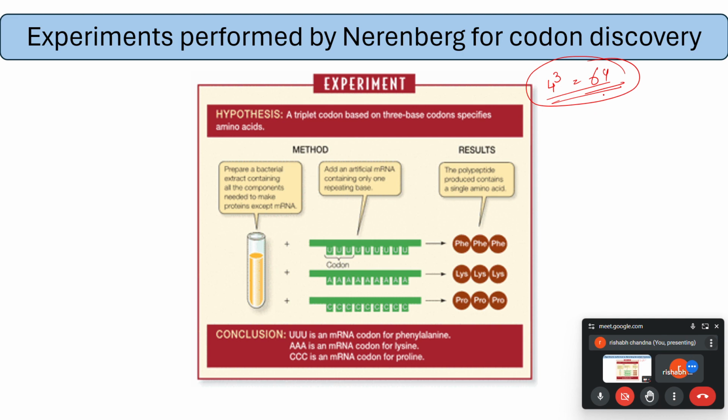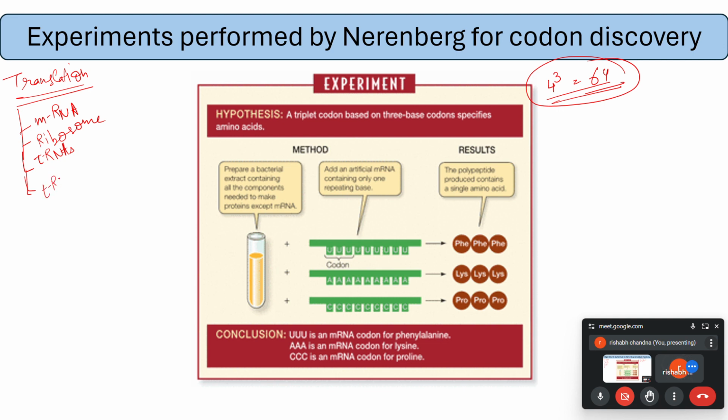Scientists like Nirenberg and Har Gobind Khorana performed various in vitro translation assays. So what is in vitro translation? Now, as you know, for translation, what do we require as a raw material? We require mRNA, based on which the amino acids will be coded. Then we require ribosome. Then we require tRNA with different amino acids.